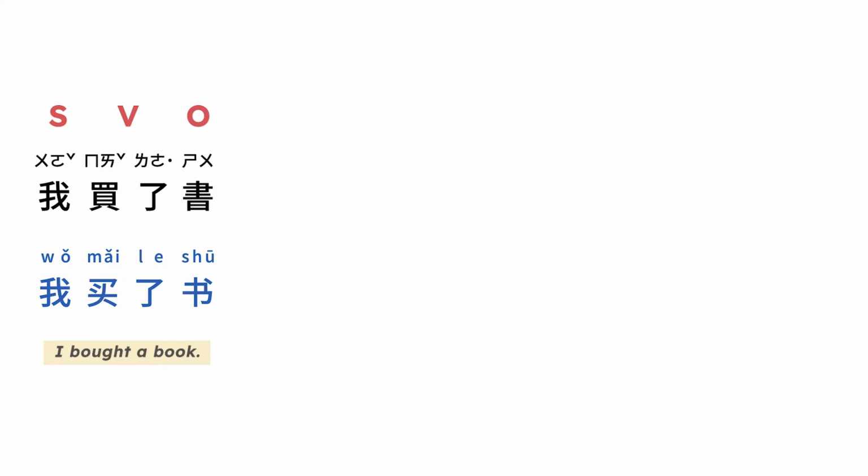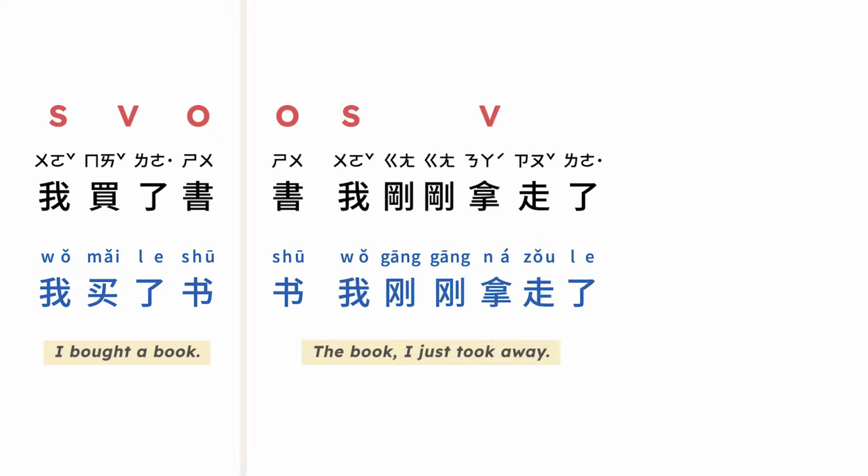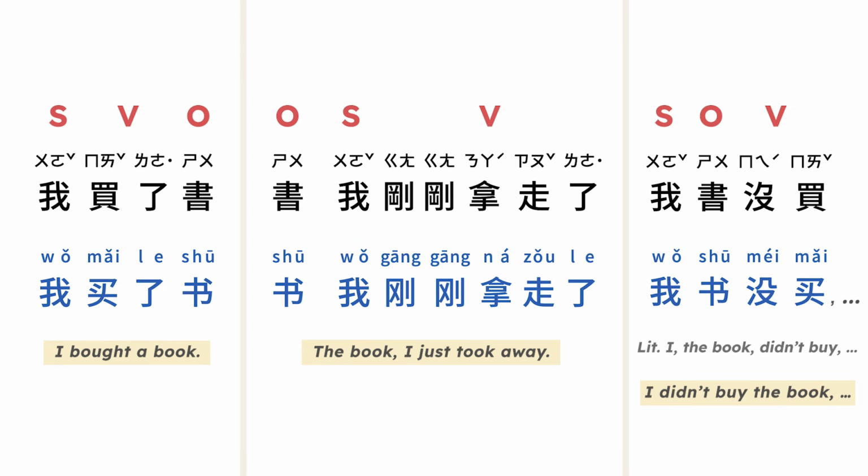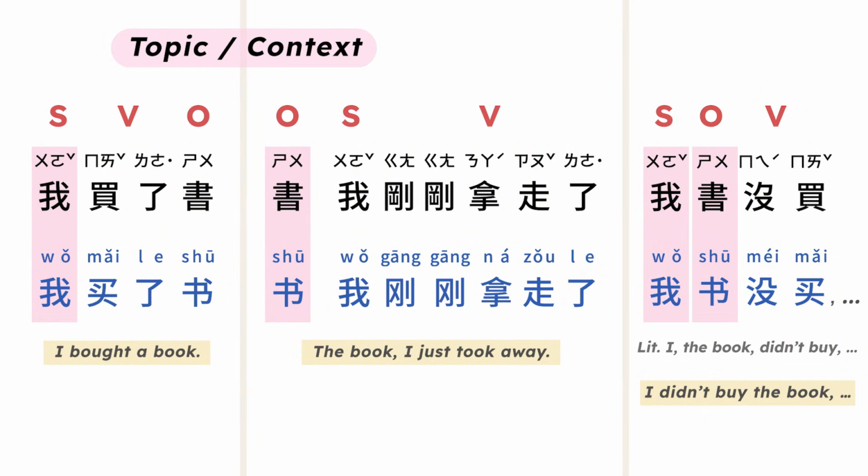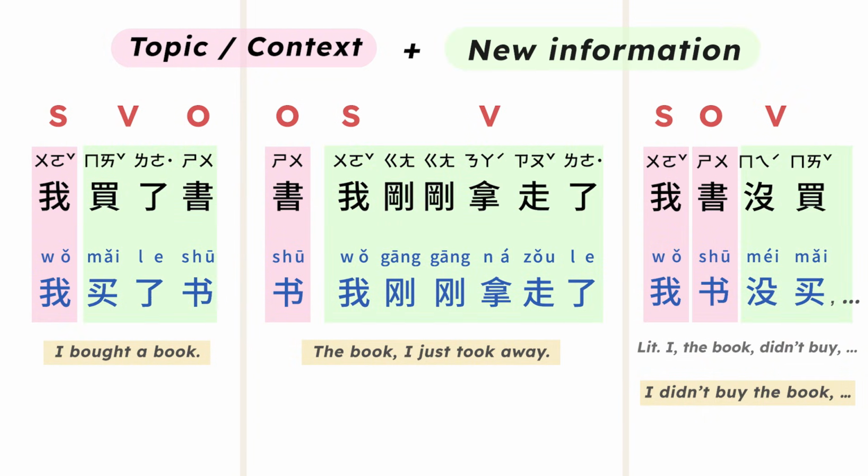Now let's come back and look at the examples we saw earlier. 我买了书. I bought a book. 书我刚刚拿走了. The book I just took away. 我书没买. I didn't buy the book. Here, all these examples have different word orders, but one thing they have in common is the words or phrases placed at the beginning of the sentence are used to introduce the conversation topic or set up the context for what's about to be said next.